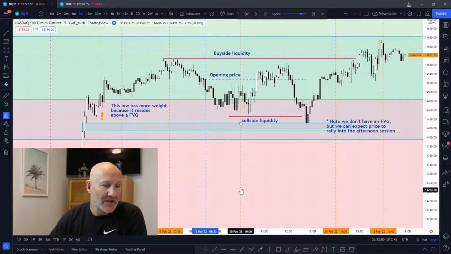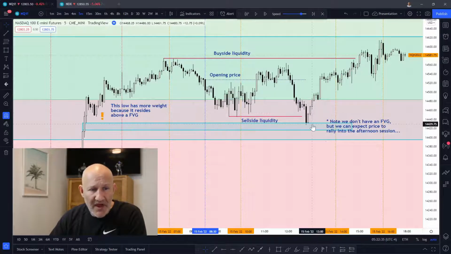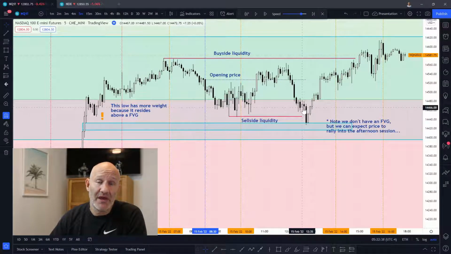So if we look to the left here, prior to our 8:30 open, you can see we've got our opening price here. Now to the left here, we have this significant low, and this low is significant because it resides just above a fair value gap. And so you can see we have this fair value gap which is formed here, and if we run that all the way to the right here, you can see this entry is then created here at around 1 o'clock. And even though we don't have a fair value gap here, we can expect that price will continue to rally into the end of the session.